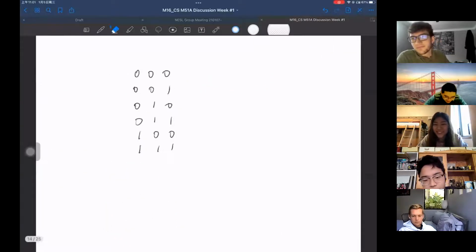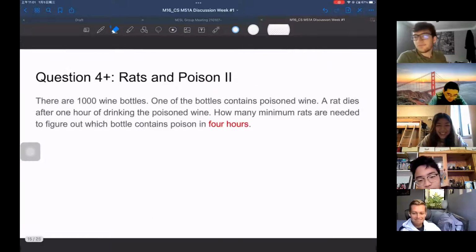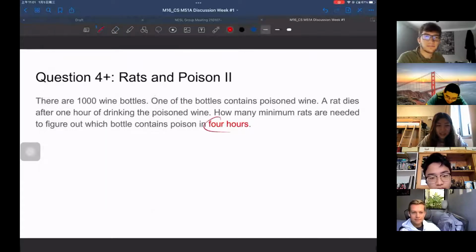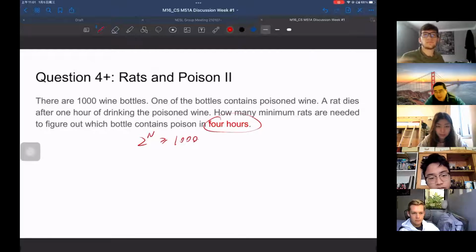Okay, another one. Everything remains the same, but with 4 hours. What do you think will change? Remember, in the previous one we had 2 to the n is greater than 1000. What about 4 hours? It means you can now drink 4 mixtures for each rat. But again, I don't give you any timer, so don't use one rat to do them all.